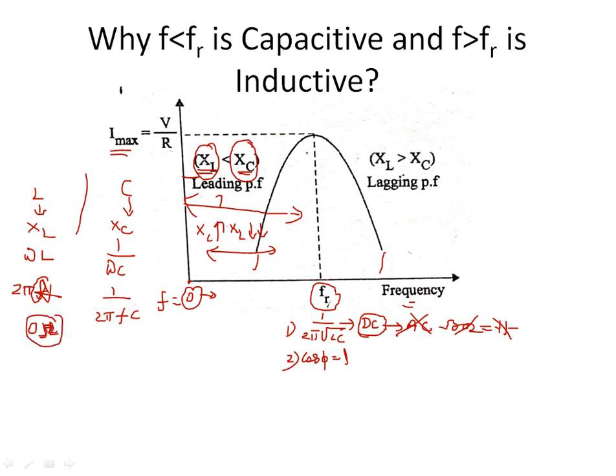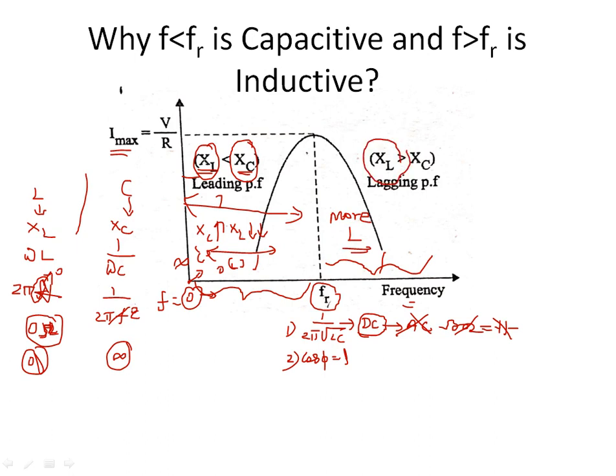If you substitute 0 and multiply 2 pi L with 0, you get only a 0 value. Here, if you substitute F is equal to 0, anything divided by 0 is equal to infinity. So at the origin, we have infinite capacitive reactance with 0 inductive reactance. Hence, this region is more capacitive. The right-hand side will be more inductive, hence XL will be greater than XC. Now you can easily segregate which region is capacitive and which region is inductive.